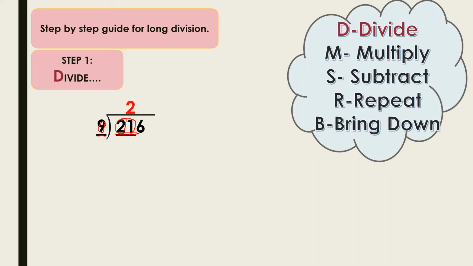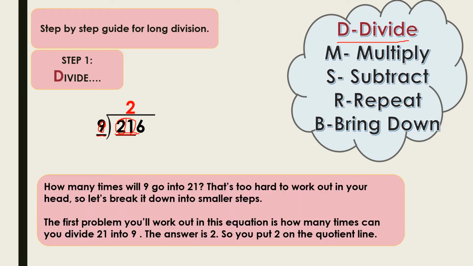That is divide. How many times will 9 go into 21? That's too hard to work out in your head, so let's break it down into smaller steps. How many times can you divide 9 into 21? The answer is 2, so you put 2 on the quotient line.